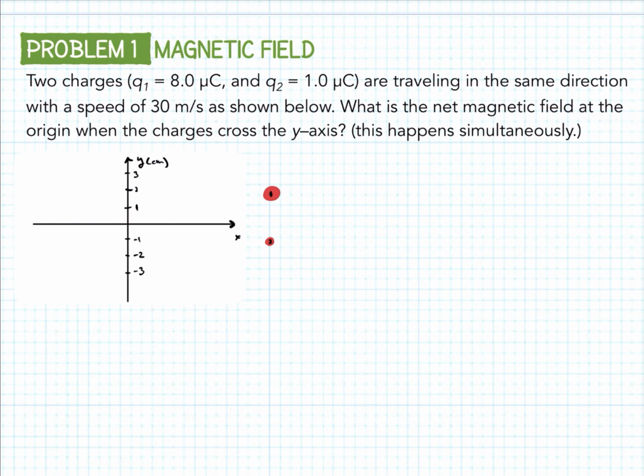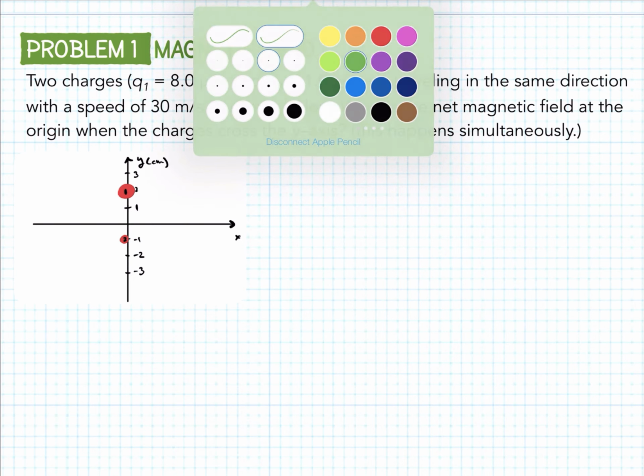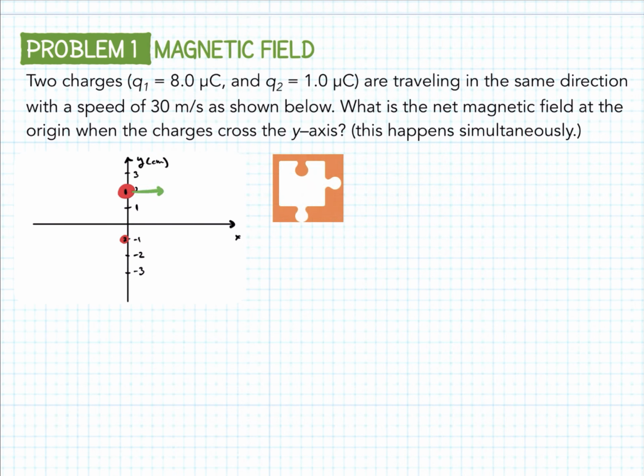Okay, so here we have two charges again. They're traveling in the same direction with a speed of 30 meters per second. So we can sort of recreate that. These little guys are traveling like this across, and we're taking a snapshot when they're right here. So that looks like that. We know they both have the same speed, and that speed is equal to 30 meters per second.